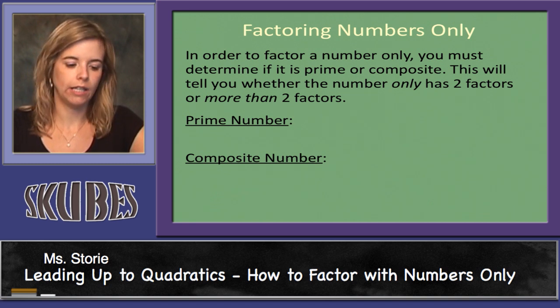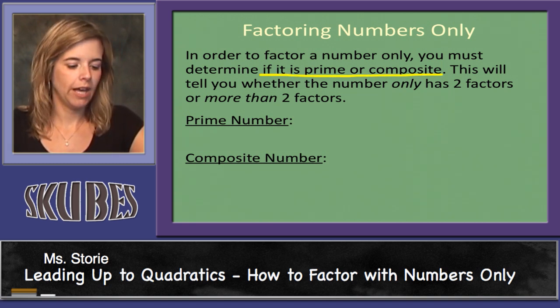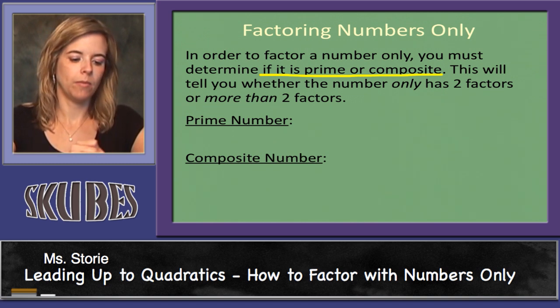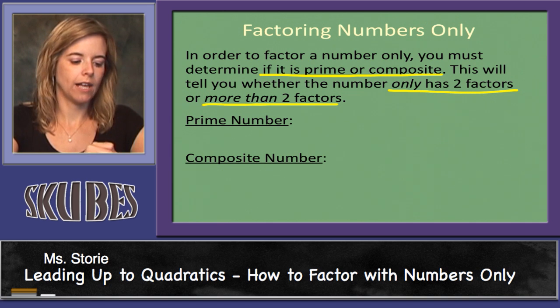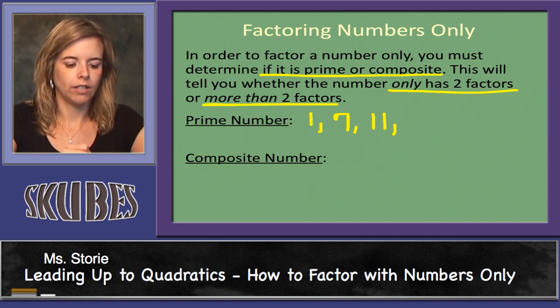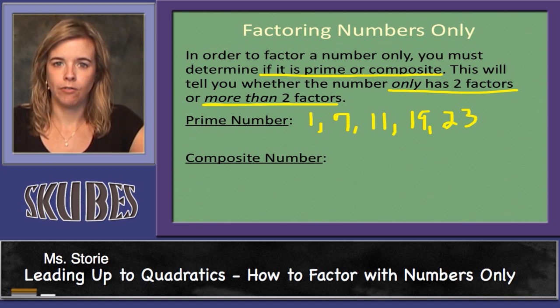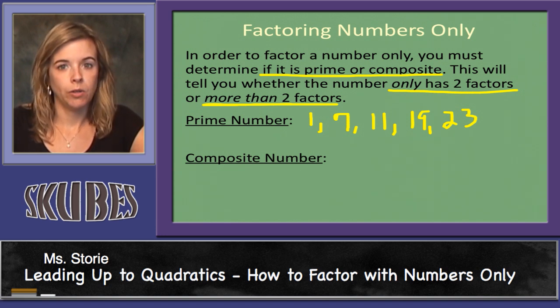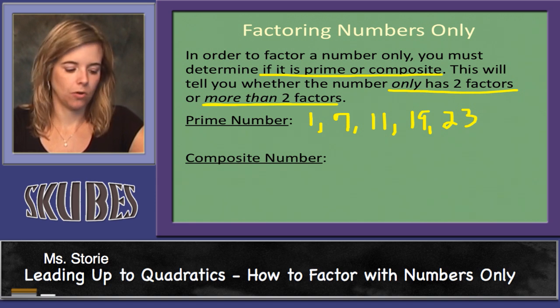Factoring with numbers only, in order to do that, you must determine if it's prime or composite. That's a big help for you. If it's prime, that means it only has two factors, and if it's a composite number, it has more than two factors. So some examples of prime numbers would be 1, 7, 11, 19, 23, those are all prime numbers because if I break them down with a factor tree, only one and that same exact number are going to be the ones that get multiplied to create that number.